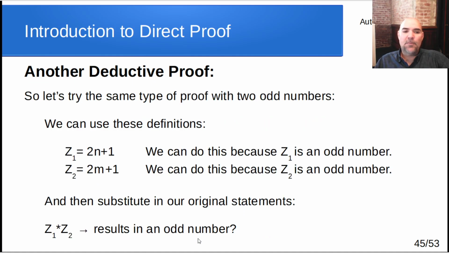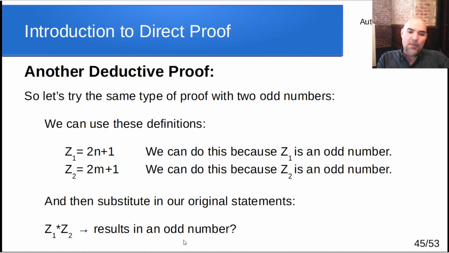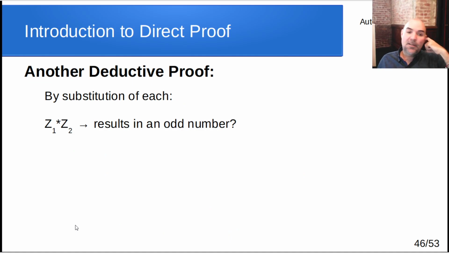And now, just like we did before, we're going to do those substitutions. So we have 2 odd numbers, z1 and z2. We can define z1 as 2n plus 1, z2 as 2m plus 1. We can do those because this is an odd number, and all odd numbers can be written in a form that looks like this. And z2 is also an odd number. So now we're going to substitute them in for z1 times z2. And does that result in an odd number? Well, let's go through and do that.